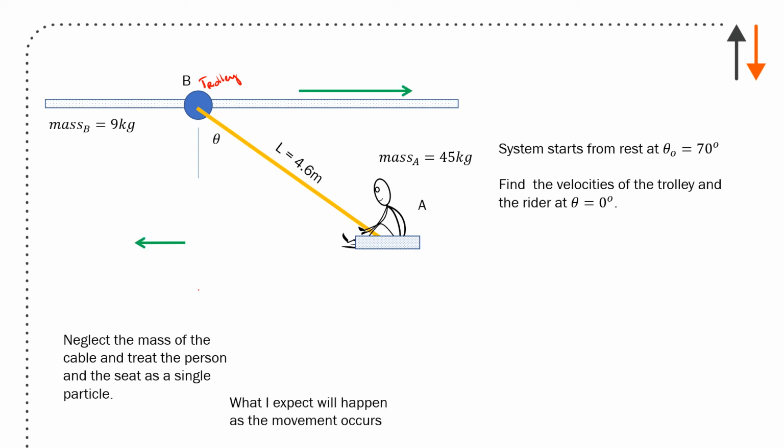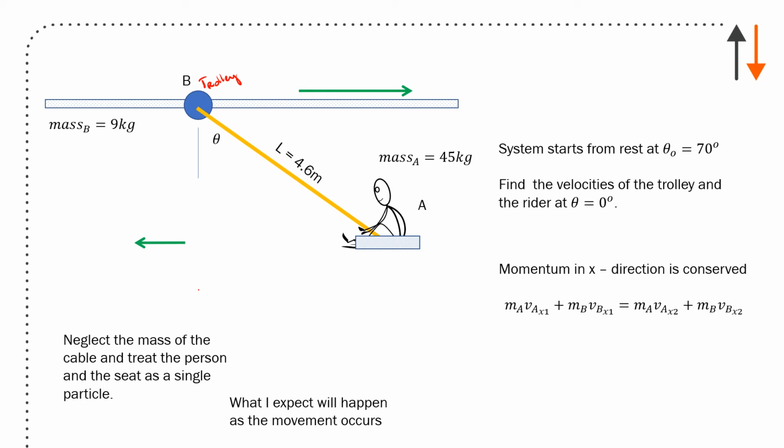Okay. If you do that, I can again expect the motion to occur this way. That is, as the person swings to the left, the trolley at B will move to the right. Again, this is the type of intuition you're going to start to develop. Mass A is given as 45 kilos, mass B is 9 kilos. So I also know that the velocities are going to be related to each other by a factor of 5. Momentum is going to be conserved, so initial momentum equals final momentum of the system.